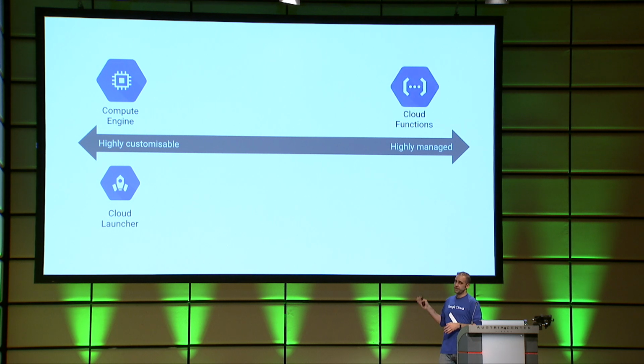On the highly managed side, there's Cloud Functions. You probably know Lambda on AWS. It's a similar concept. In Cloud Functions, you define a Node.js function. You define the inputs and outputs to that function, and you define what triggers that function. And then you just deploy the function, and it's fully managed for you. You don't have to worry about machines. You don't have to worry about software. You just define your function and let Google manage that for you, scale that for you.